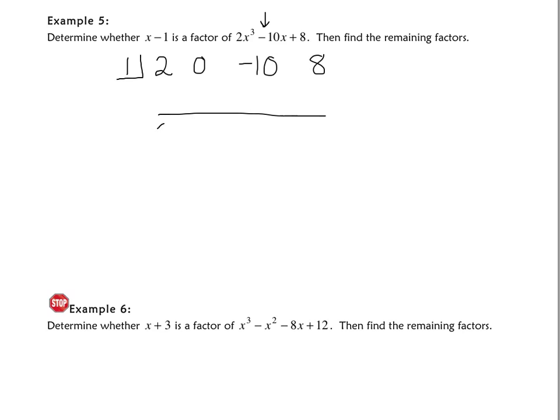Bring down the 2, it's 2. 2 times 1 is 2. 0 plus 2, going down we add, is 2. Diagonally we multiply, 2 times 1 is 2. Negative 10 plus 2 is negative 8. Multiplying, we get negative 8, and then 8 plus negative 8 is 0, which means that x minus 1 was a factor.